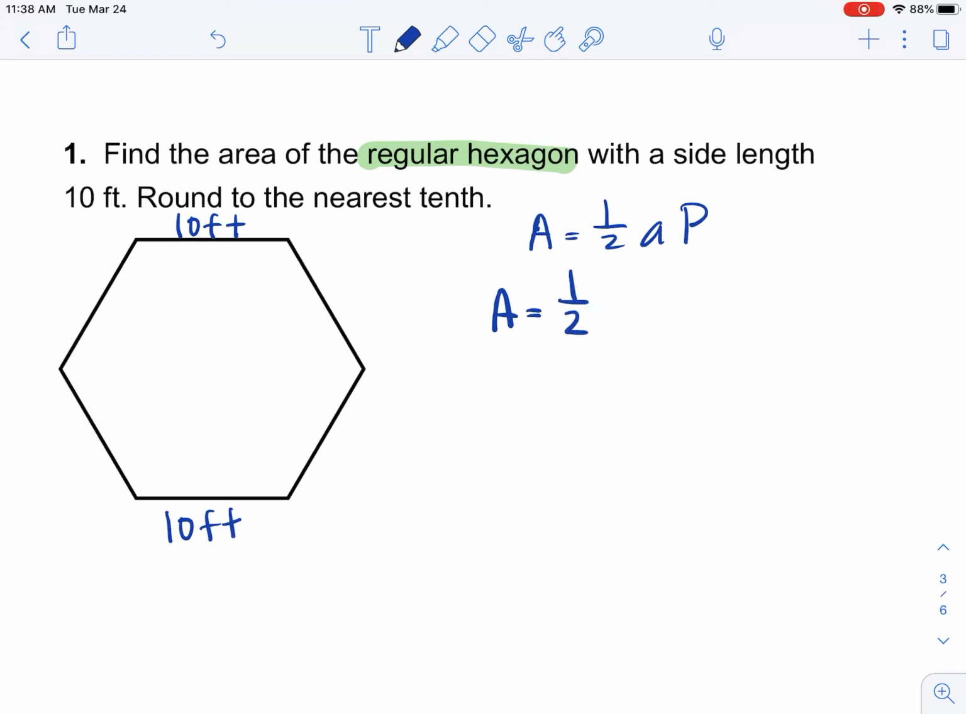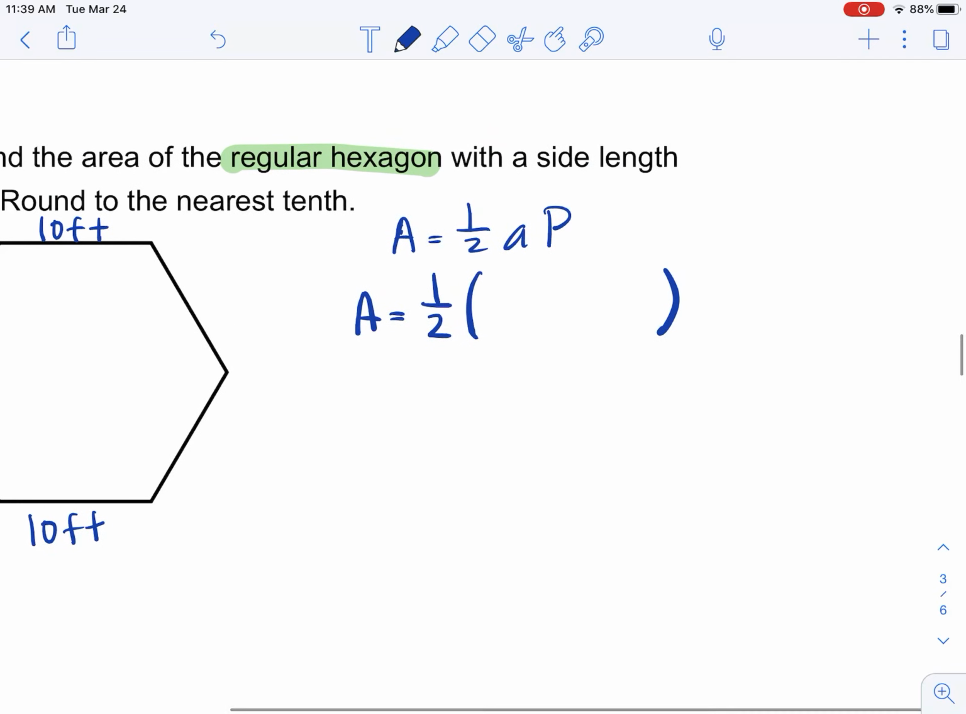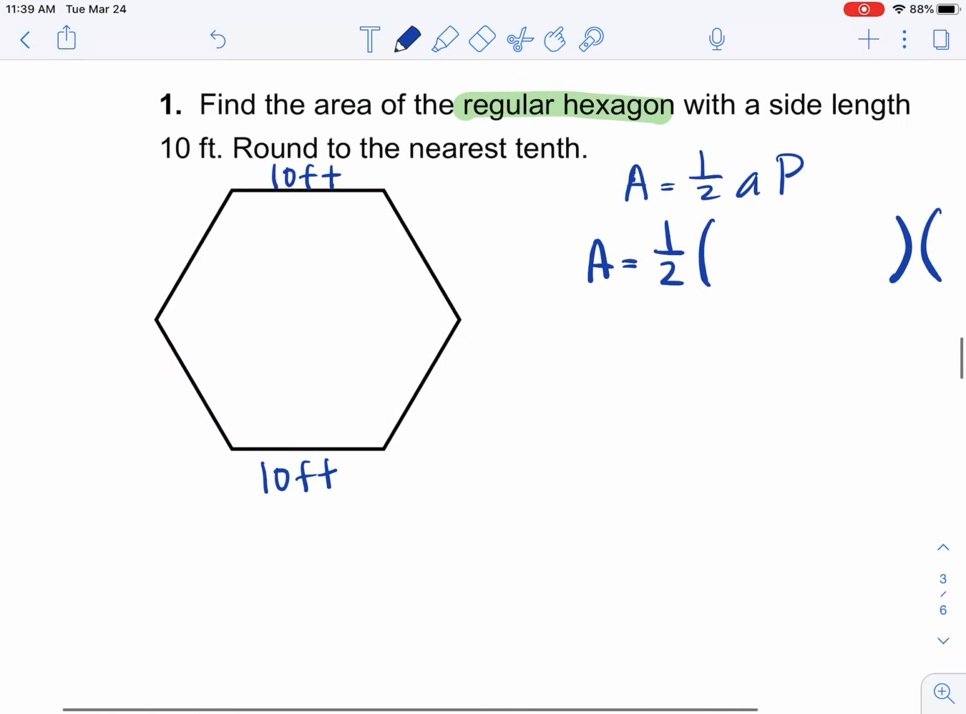Okay, so I'm going to say area equals 1/2. Did I give you the length of the apothem? Absolutely not. It doesn't say what the apothem is. It's not in the picture. So what I'm going to do is leave a pretty big space because what you're going to see is that it's not going to be a nice answer usually, and we're going to have to use either SOHCAHTOA or special right triangles to get it. And then I have my perimeter.